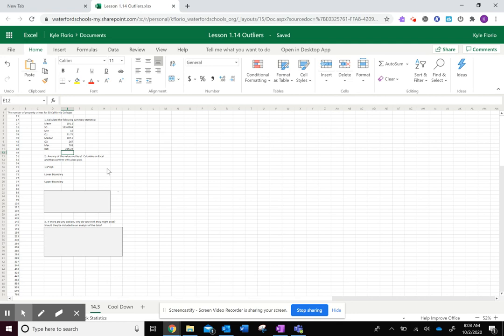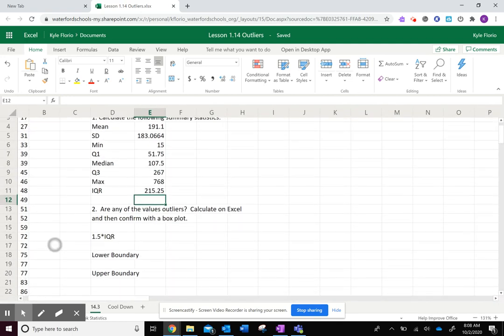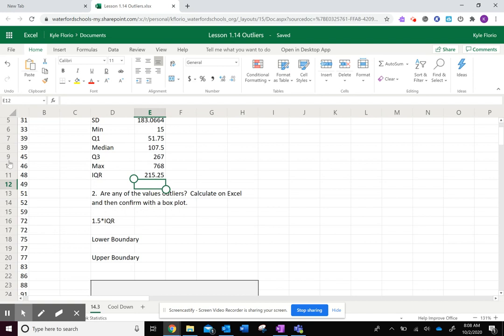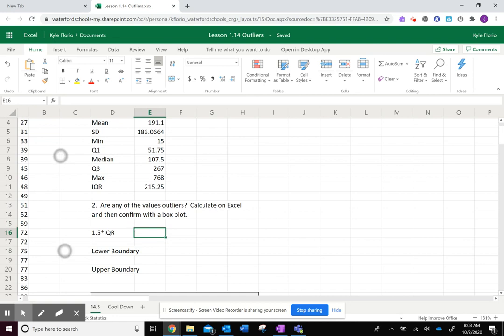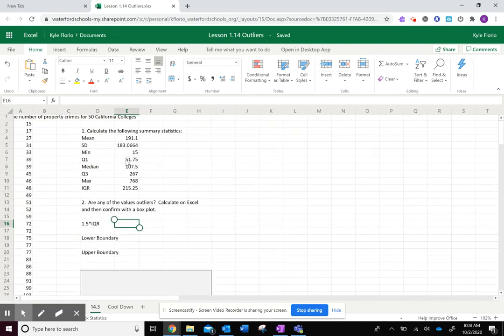Cool. So let's zoom back in so we can look at these numbers again. So are there any outliers? Calculate on Excel and then confirm with the box plot. So to find out if there are any outliers, what do we have to do? We have to find the IQR, which we did, multiply it by 1.5, and then add it to find the upper and lower boundary. So the IQR times 1.5. The IQR is this number right here.